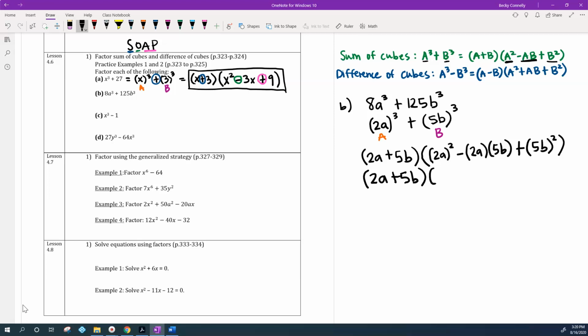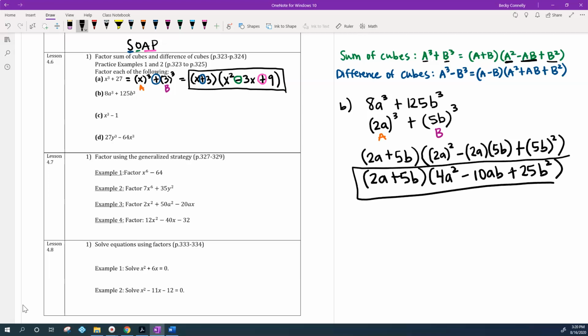All right, but 2a times 2a would be 4a squared, and then 2a times 5b is going to be 10ab, and then 5b times 5b will be 25b squared. And so this would be factored.